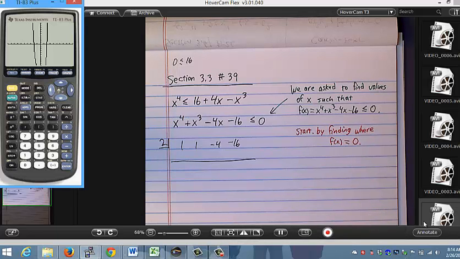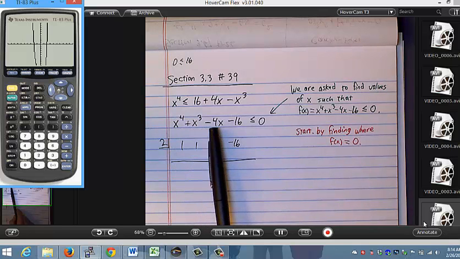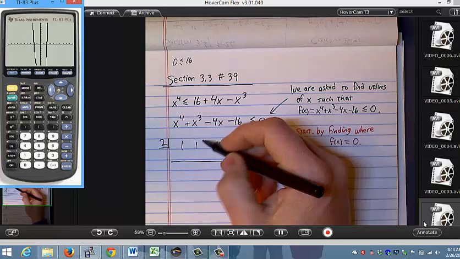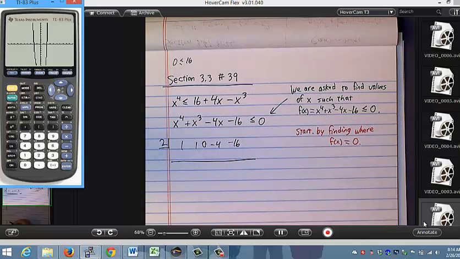Liz was very on the ball here, right? You have x to the fourth, you have x cubed. But we have an x squared term that's not there. You're right. If I don't stick in a zero, it's not going to work. Thank you. Zero for x squared.